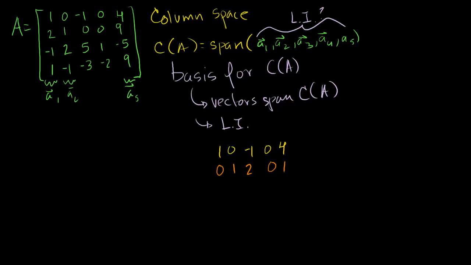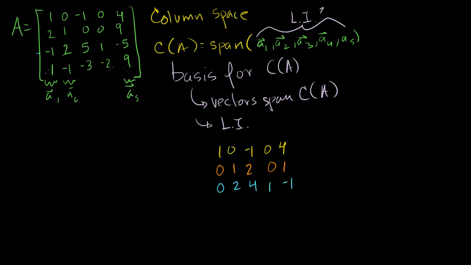Fair enough. Now we want to zero out this guy. Well, it seems like a pretty straightforward way. It's just replace this row with this row plus the first row. So minus 1 plus 1 is 0. 2 plus 0 is 2. 5 minus 1 is 4. 1 plus 0 is 1. Minus 5 plus 4 is minus 1.